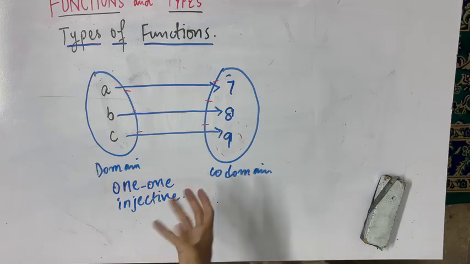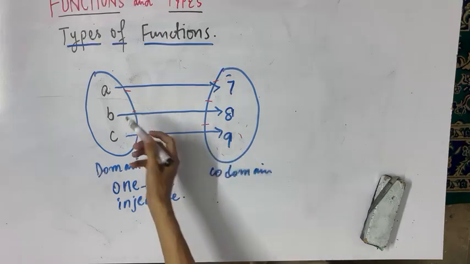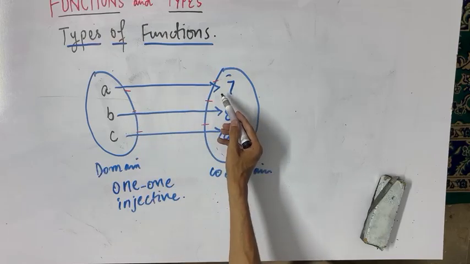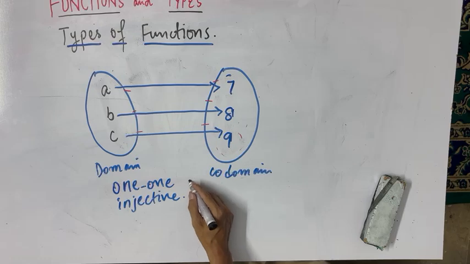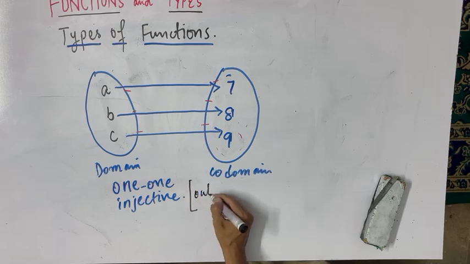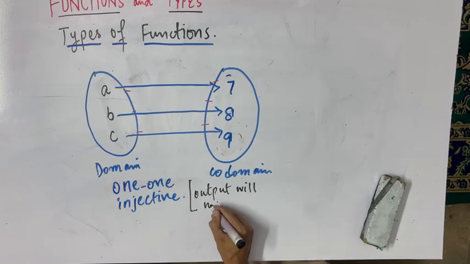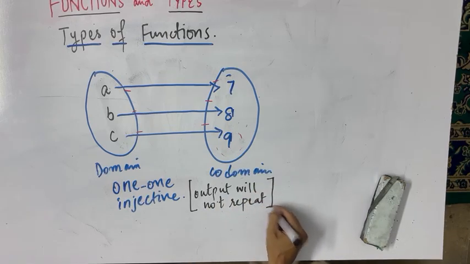Why is this a type of function? Because there could be a condition for the same function where A is linked with 7 and B is also linked with 7. In this one the output is repeating, but in a 1-1 function you can remember it like this: the output will not repeat. If the output repeats, it is a function, but it is not a 1-1 or injective function. So this is another type of function.